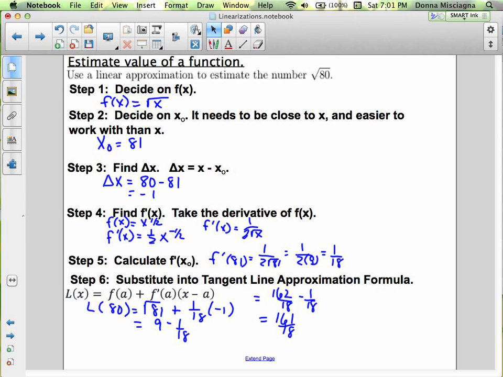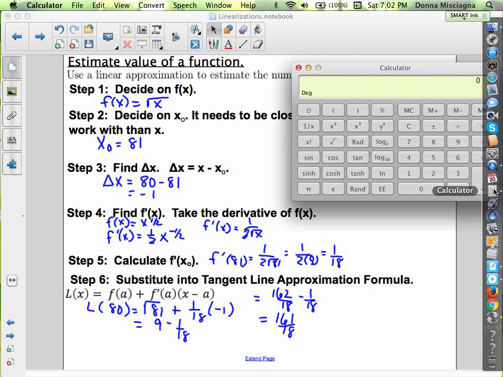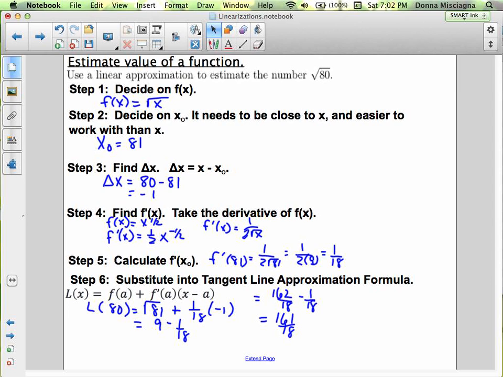Let's see how close that really is to the actual value. The square root of 80 is 8.944, and so forth. Let's see what 161 18ths is. It's 8.94444. Pretty close, right? So this won't be exact, but it'll be pretty close. And the closer x naught is to x, the better approximation we have. We won't test them all out, but I thought we would just see that one.